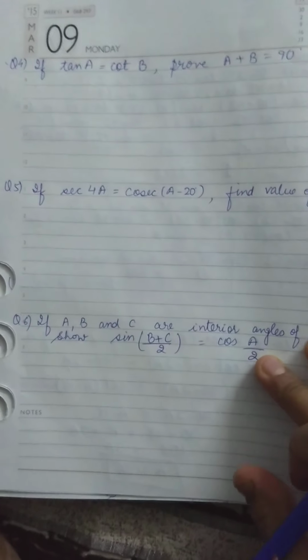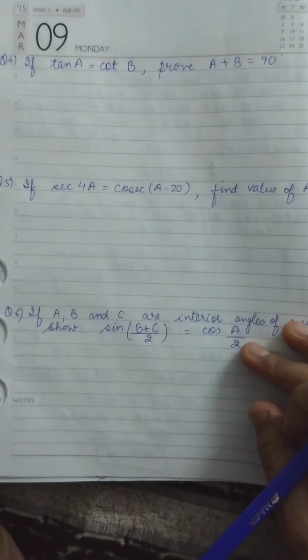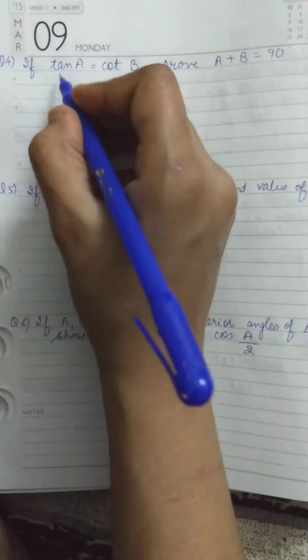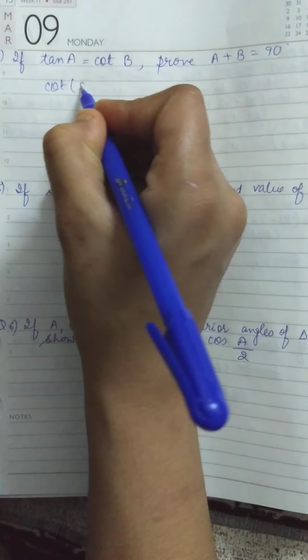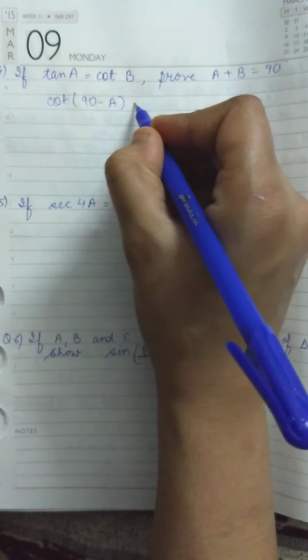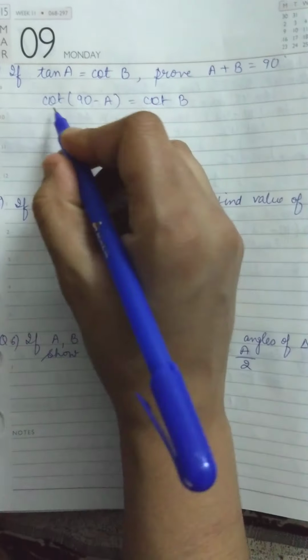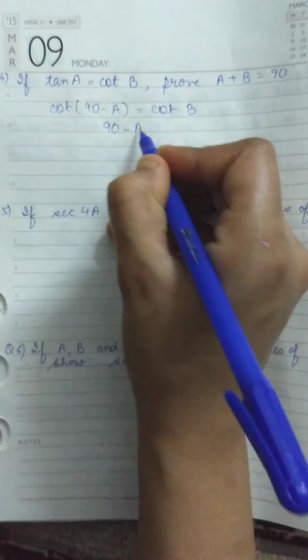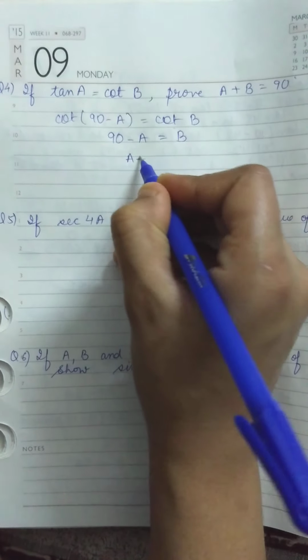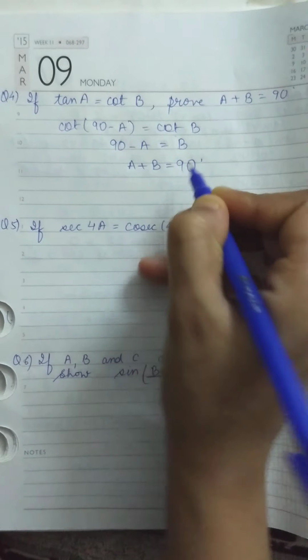Fourth question. If tan A is equal to cot B, prove A plus B is equal to 90. So tan A can be written as cot 90 minus A is equal to cot B. Since both are cot, I can equate these parts. So this becomes A plus B is equal to 90 degrees.